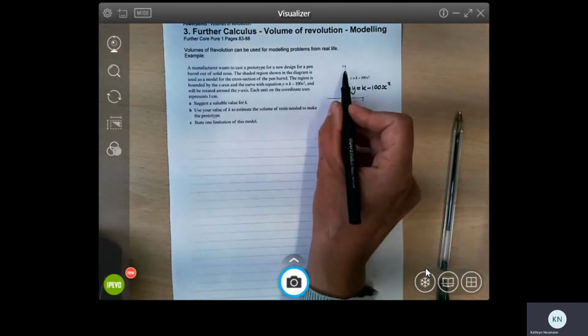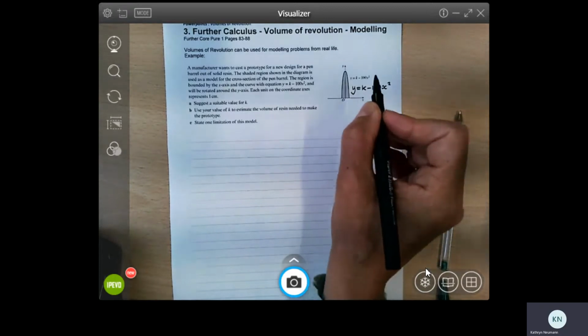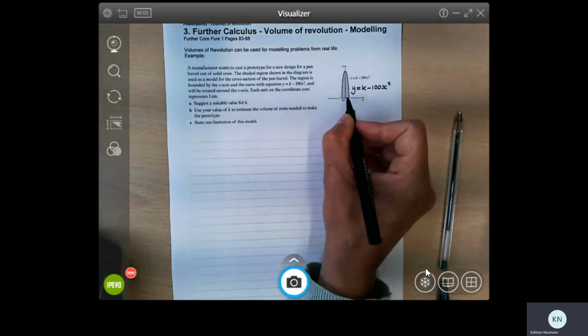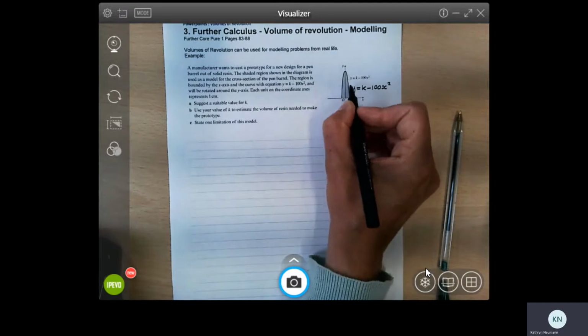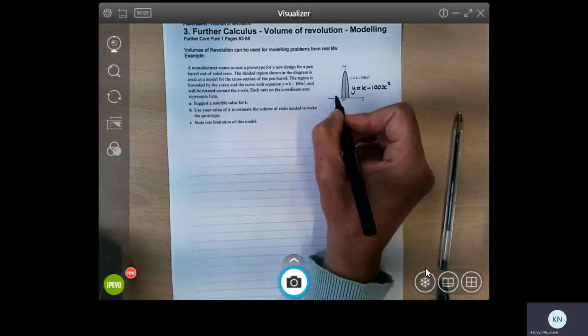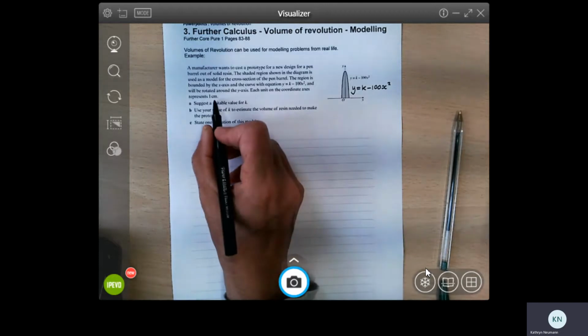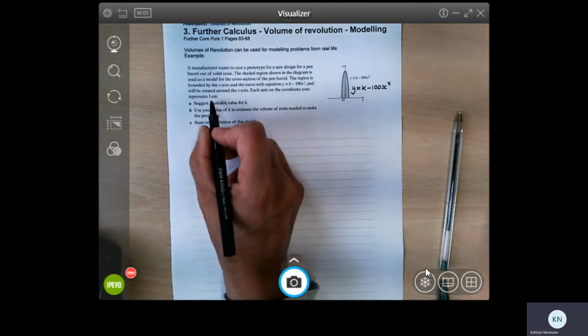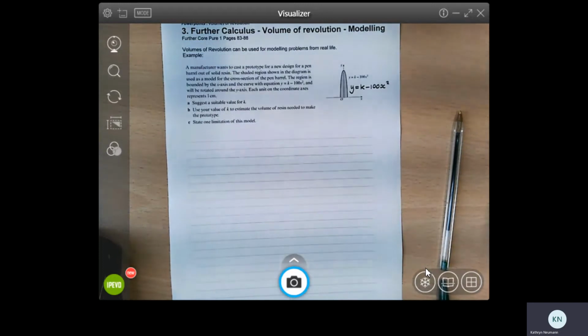This region is bounded by the x-axis and the curve, and it's going to be rotated about the y-axis. So we're rotating this section of the curve around the y-axis, and each unit on the coordinate axis represents 1 centimetre. So just double check any scale in case you have to convert units at the end of the question.